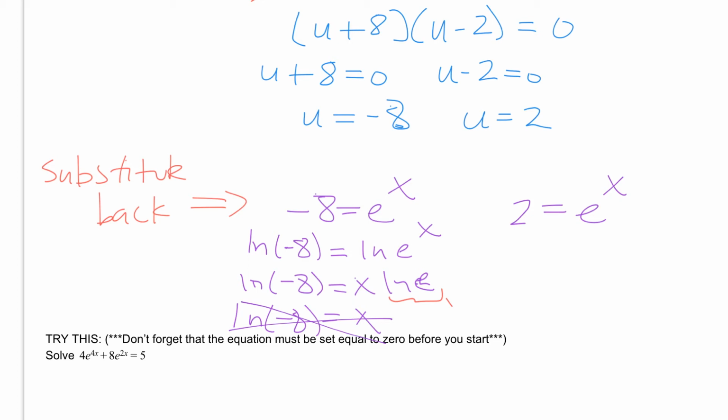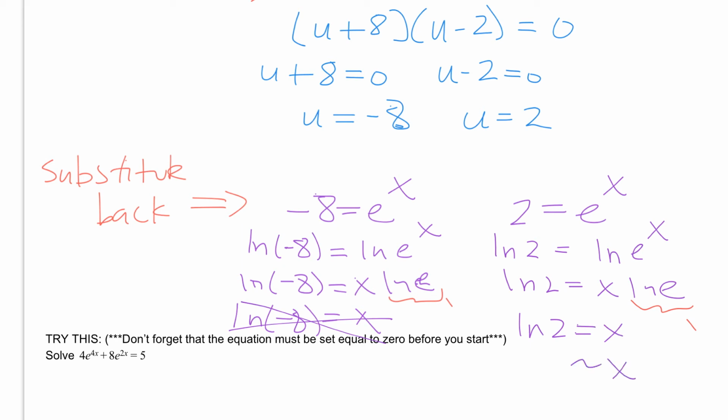So then let's solve the other one. If we take the natural log of both sides, we get the natural log of 2 equal to the natural log of e to the x. Moving that x out in front, we get the natural log of 2 equal to x times the natural log of e. Remembering that the natural log of e is just 1, we get the natural log of 2 is equal to x. So x is approximately 0.69. And that's the only answer that will work.